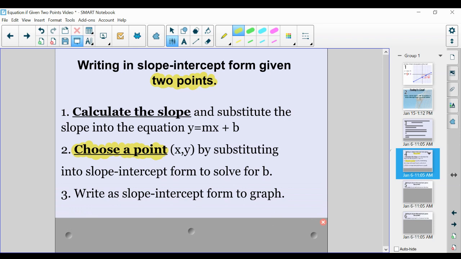And then we're going to do it just like before. We're going to write a slope-intercept form in order for us to graph. We're going to piece it all together. So again, first step we have to do, calculate the slope and substitute the slope into the equation y equals mx plus b. Then we're going to choose a point, x comma y, by substituting into slope-intercept form to solve for b. Then we're going to piece it all together, and we're going to write a slope-intercept form to graph. Let's go through an example.